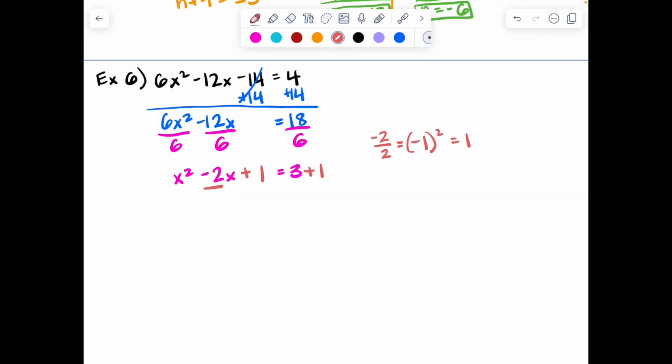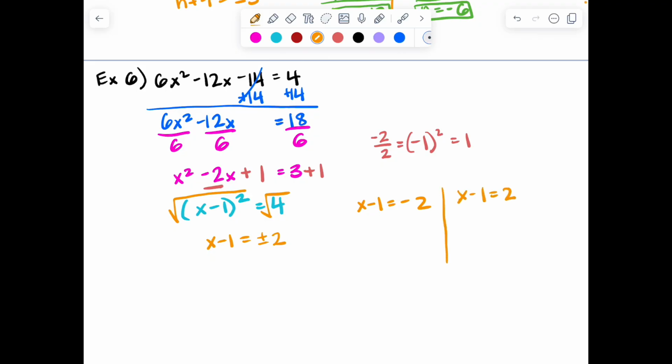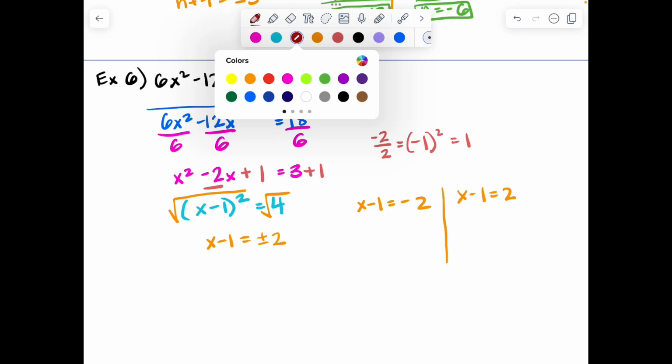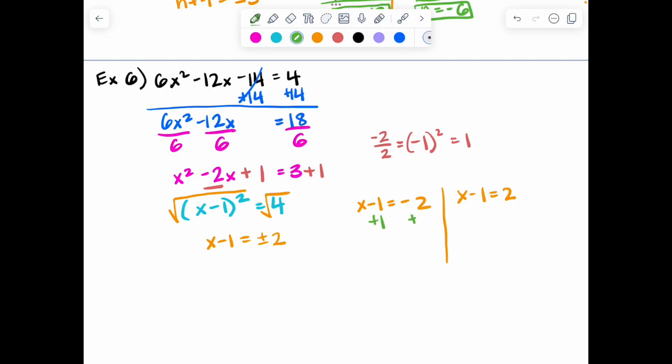Now I can put this in factored form. This one's going to be x minus 1 squared equals 4. And then take the square root. So I have x minus 1 equals positive and negative 2. Add 1. x equals negative 1, and x equals 3.